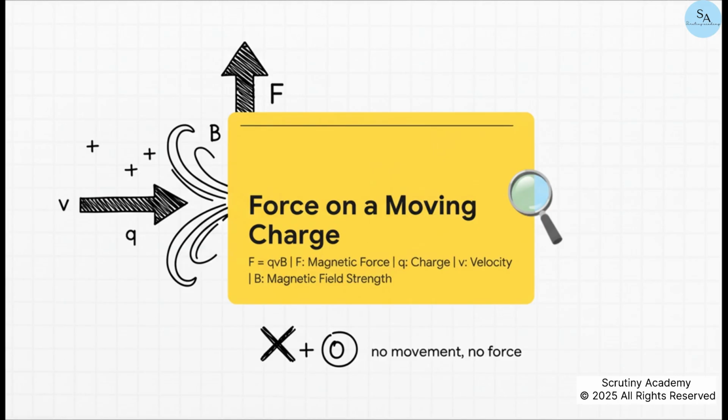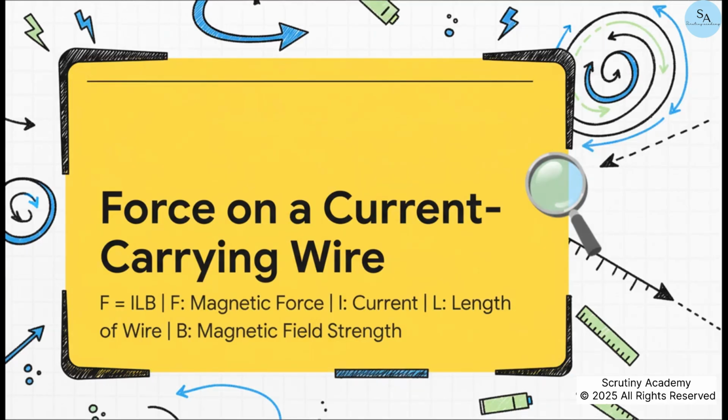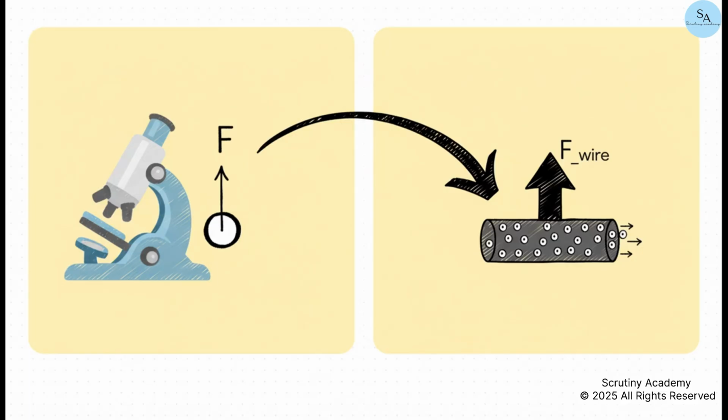Simple as that. So what happens when you've got a whole flood of charges moving together, like the current in a wire? That's where our second big formula comes into play. F equals ILB. This gives you the total magnetic force, F, on a wire that's carrying a current, I. For this one, we care about the length of the wire that's actually inside the field, L, and of course the field's strength, B.